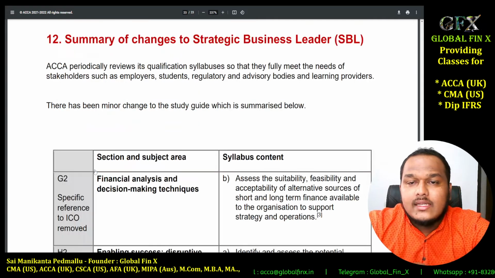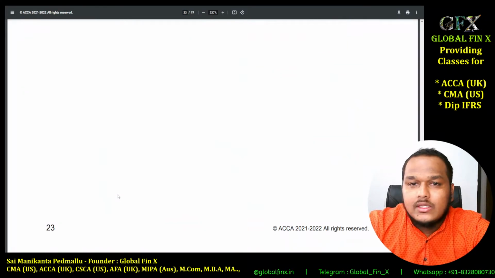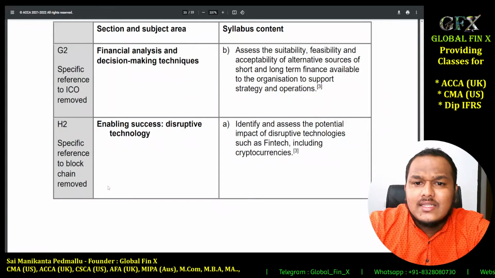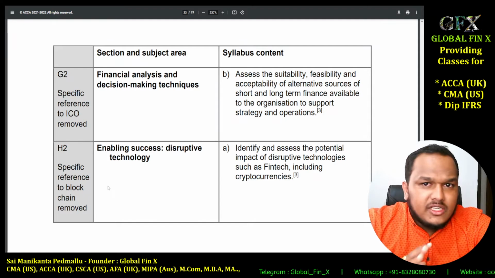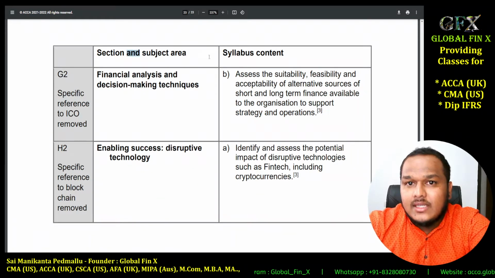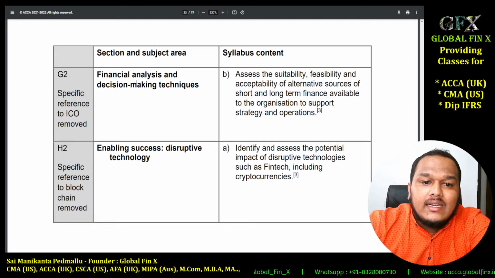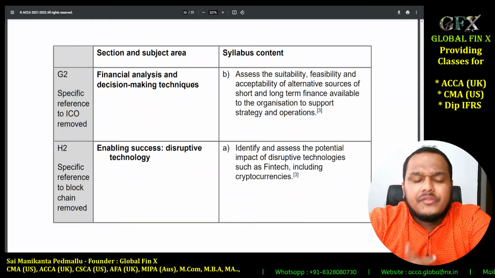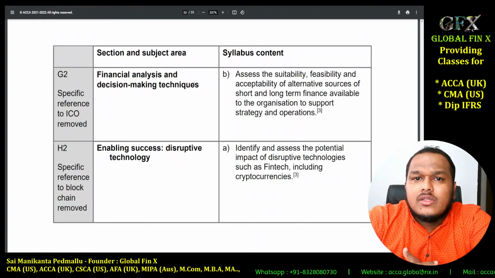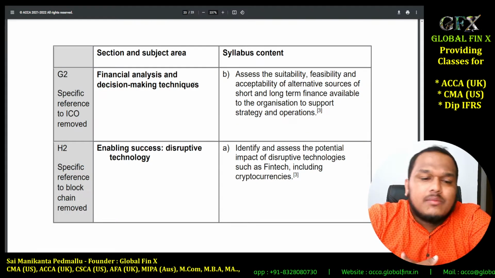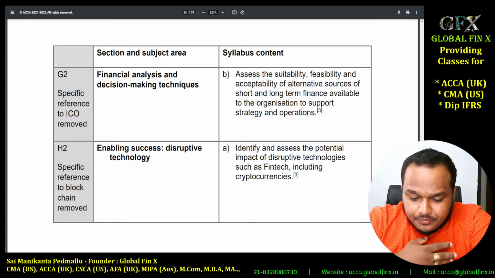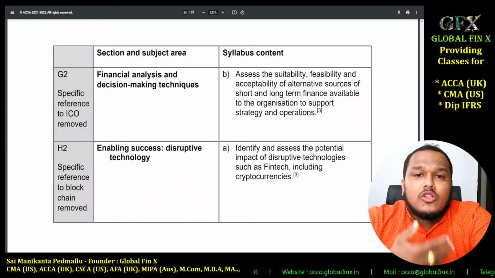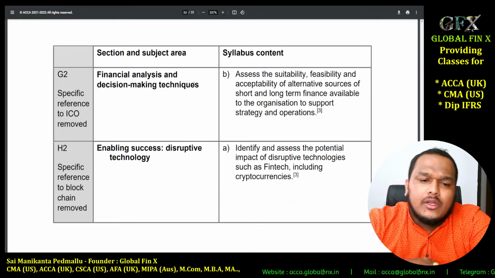I'll go to changes in SBL. You can see there are literally two changes given here, and these two are not really major changes. These two are just a basic explanation given to you. You have your section and subject area, which is financial analysis and decision making techniques. I hope, if you're following Kaplan or BPP, whatever it is, this financial analysis usually talks about the ratio analysis of financial statements, including correlation, coefficient of correlation, how you project the future values, and all those things which are included in your syllabus.